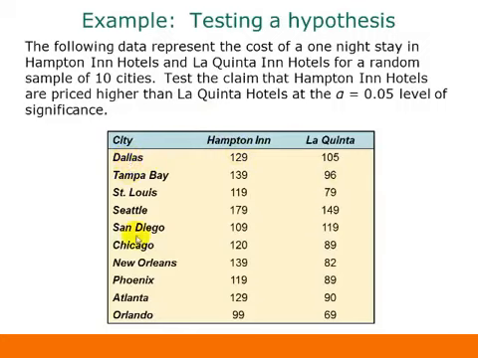Because we have a list of 10 cities, and in each city we got a price for Hampton Inn and a price for La Quinta. So, for example, here, the selection of the La Quinta Inn in Dallas depended on the fact that we had already selected a Hampton Inn in Dallas. So the city was selected for the Hampton Inn, and then we had to select a La Quinta in the same city. So these values are matched in some way to these over here.